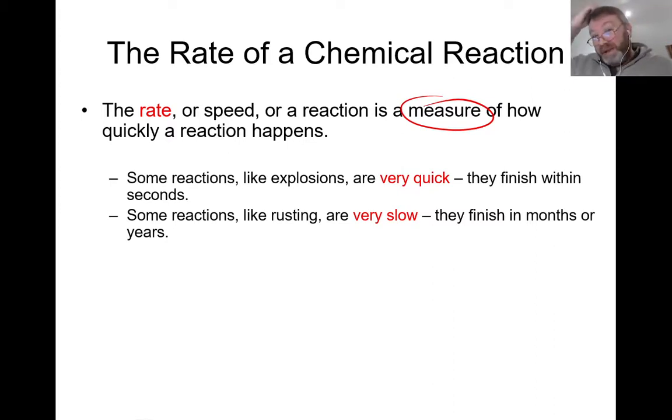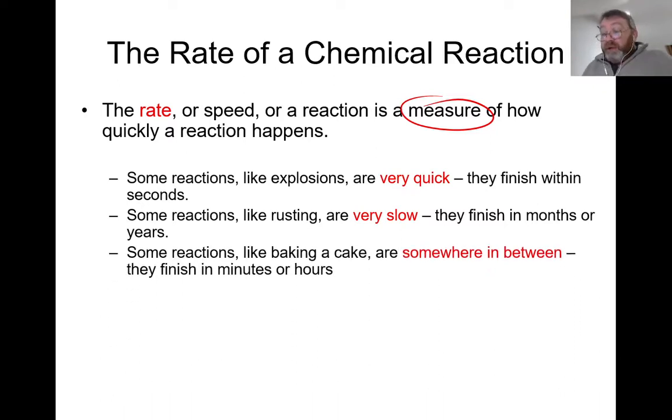Okay, it takes a long time to do a little chemistry. But the chemistry, unfortunately, in rust is irreversible. It can't undo the damage, okay? The iron involved has to be replaced. Some reactions, of course, like baking a cake, are somewhere in between. So it's like Goldilocks and the Three Bears, all right? Too quick, too slow, and just right.